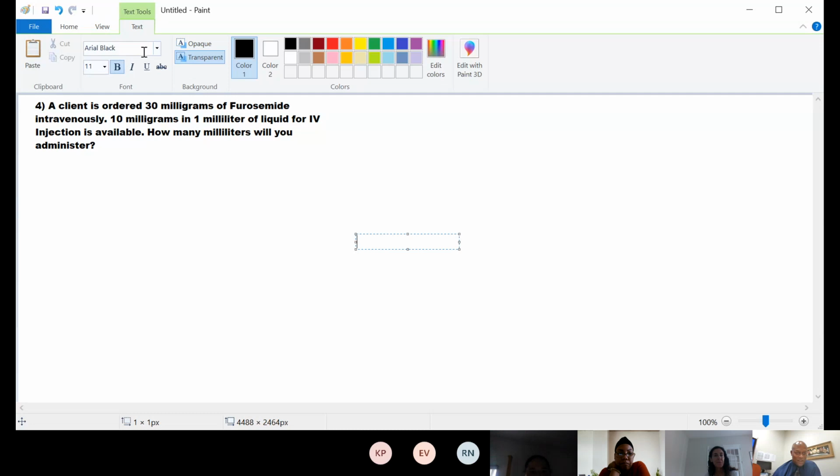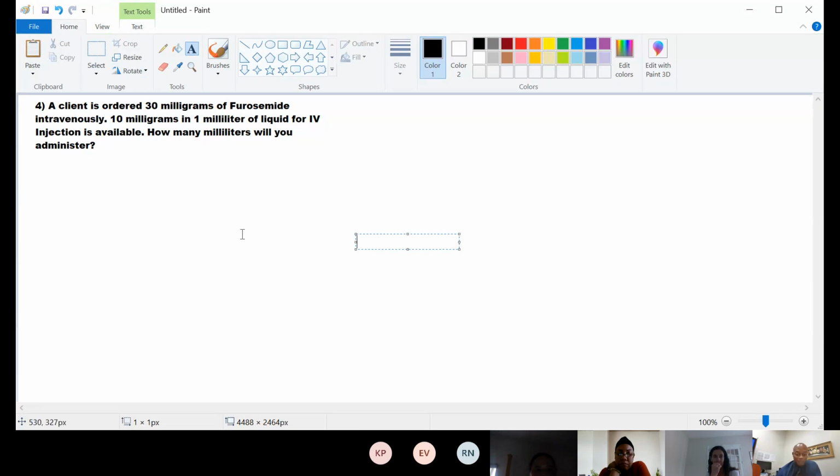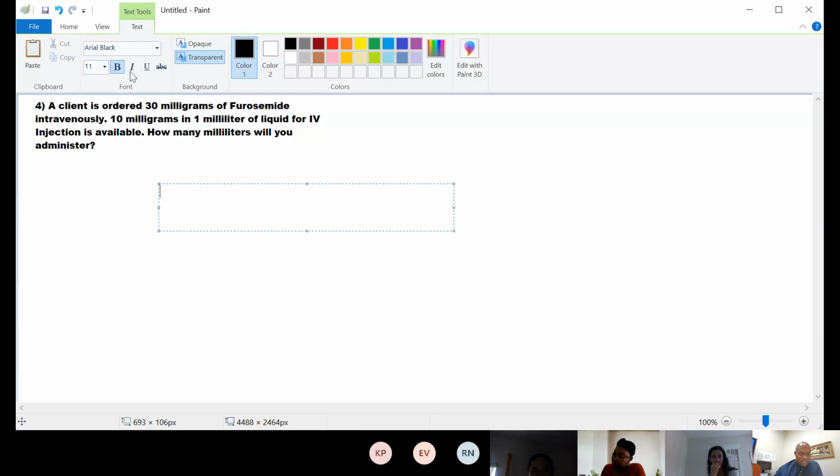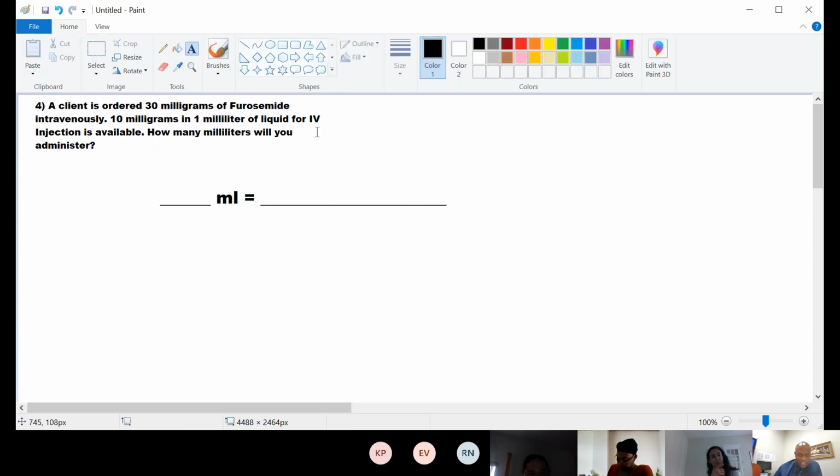So clients ordered at 30 milligrams, right? Okie dokie. So let's set it up like we need to. And we already know that we should start with, remember our units? Let's make this bigger. So blank, what's our units we're looking for? Milliliters. All right, so milliliters. Let's just give ourselves some extra line there. All right, now let's make some little bars.